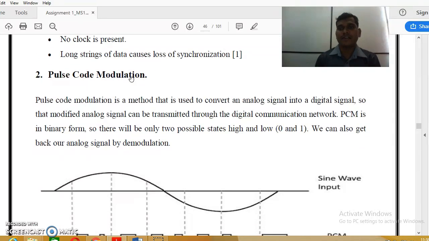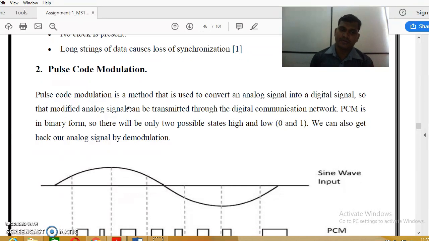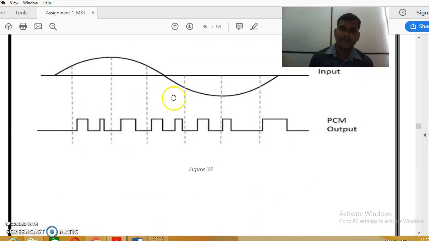What do you mean by pulse code modulation? Pulse code modulation is a method that is used to convert an analog signal into a digital signal, so that the modified analog signal can be transmitted through a digital communication network. PCM is in binary form, so there will be only 2 possible states: high and low, 0 and 1. We can also get our analog signal back by demodulation. This is the figure for that one.